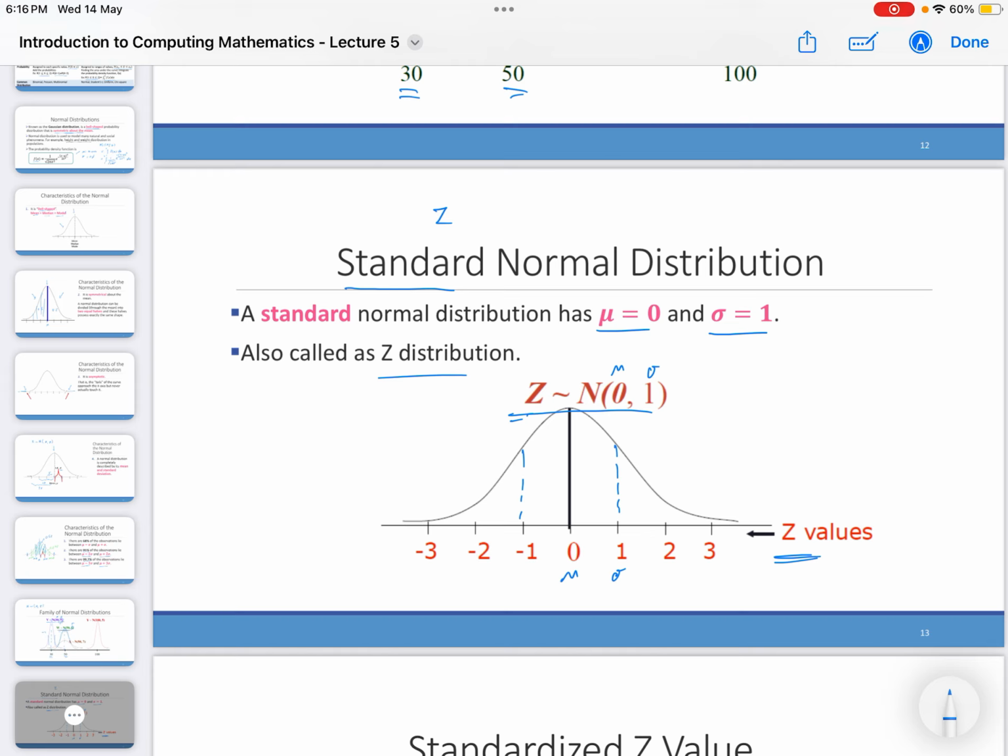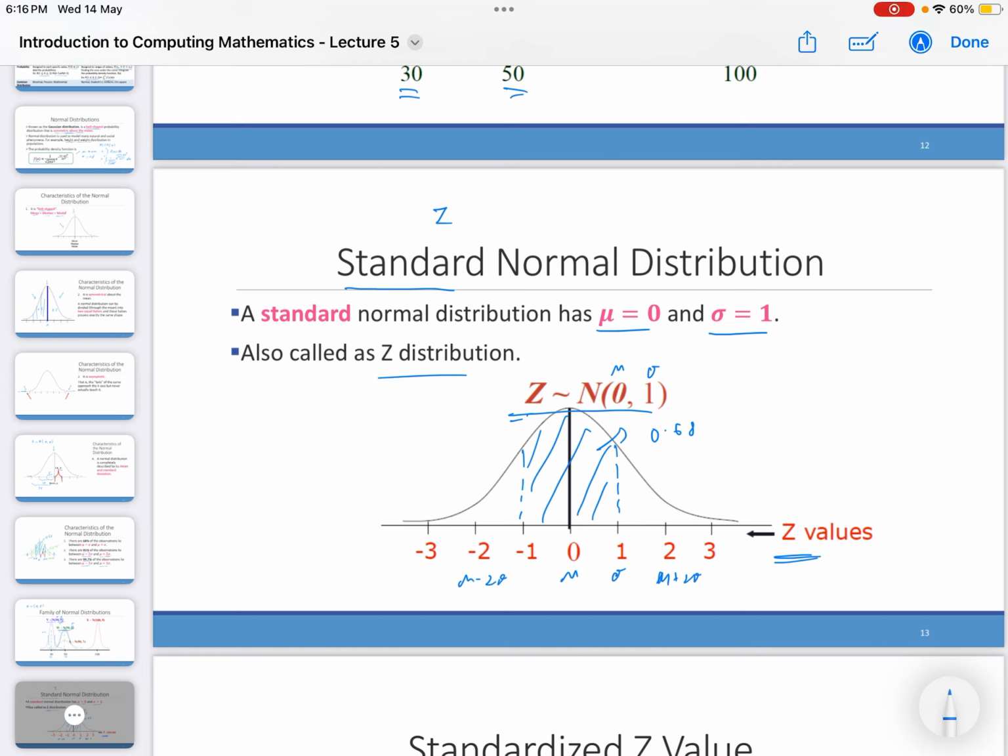Remember, the probability between mu minus sigma and mu plus sigma will be 0.68. And then this one is mu minus 2 sigma to mu plus 2 sigma.